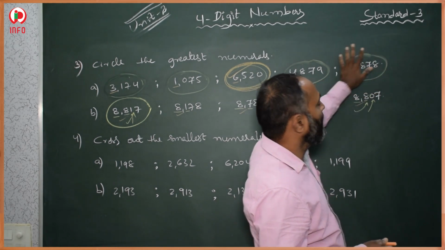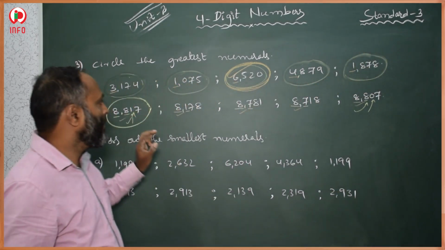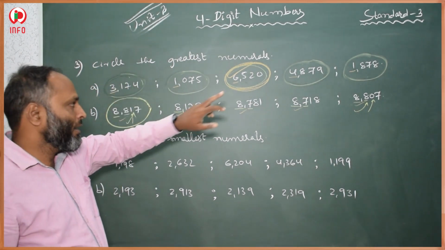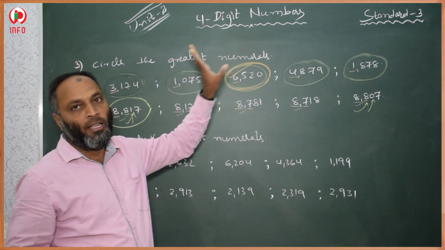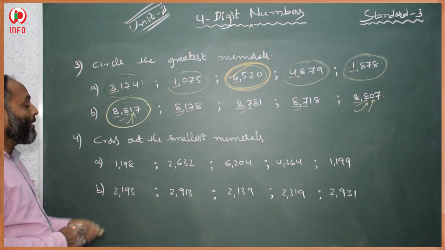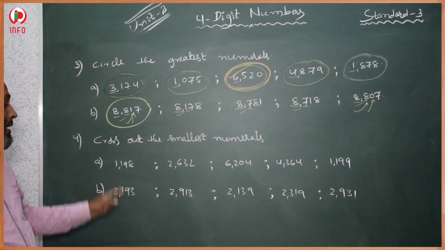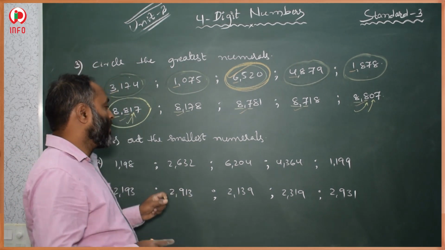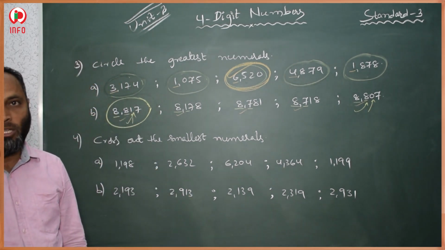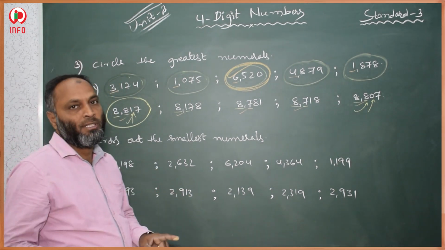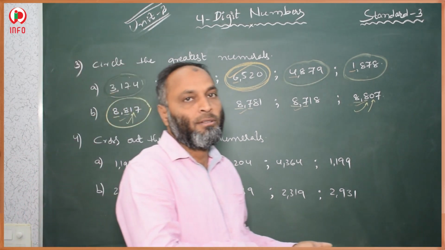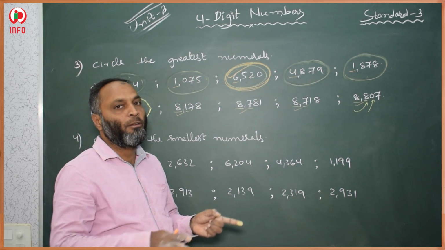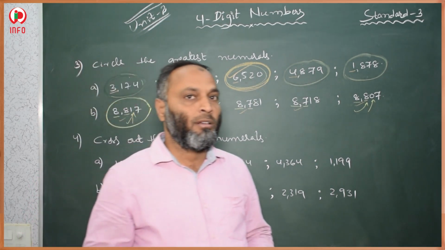According to what is given in the question, we have to circle the greatest numeral. We make a circle for the greater one only, not for all. Here we have to make a cross, not a circle, for the smallest numeral. It is vice versa. So the question is: circle the greater numeral, and cross the smaller numeral.